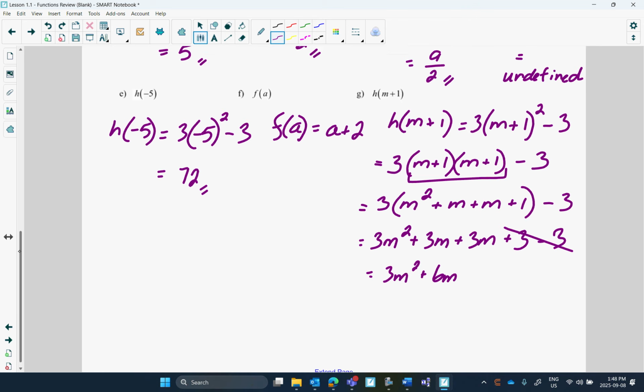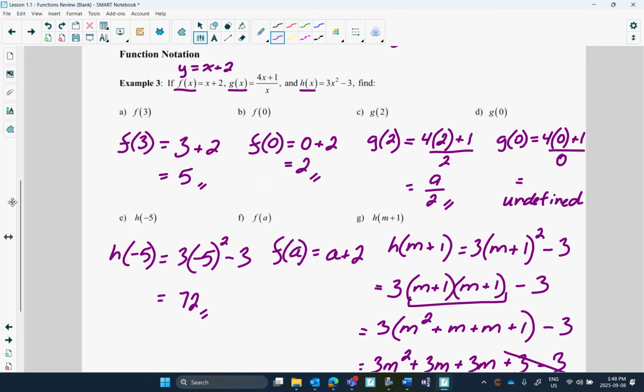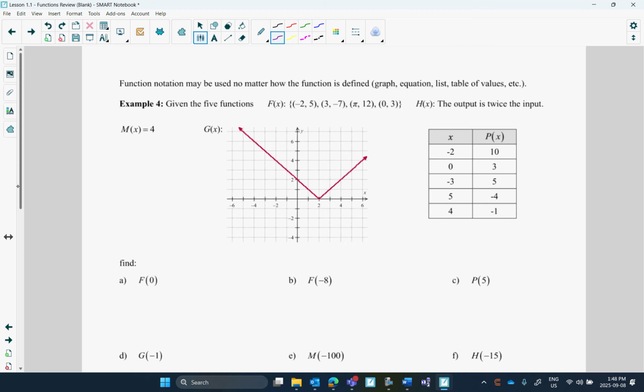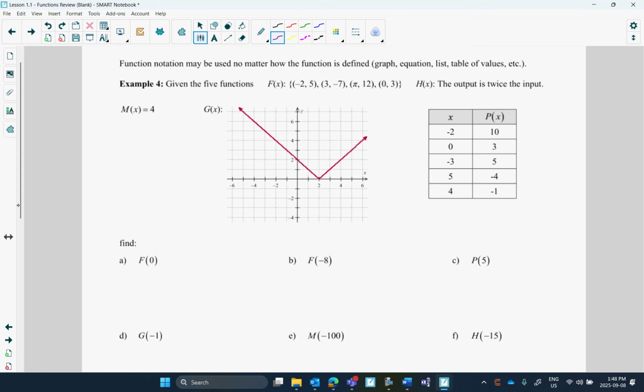So all of these were equations. All the functions you were given were in equation form. F of x, g of x, and h of x. They may not be in equation form. Remember at the beginning I said they could be a set of ordered pairs. So here's a function f of x that has 4 ordered pairs in it.